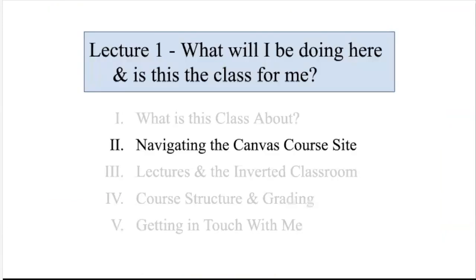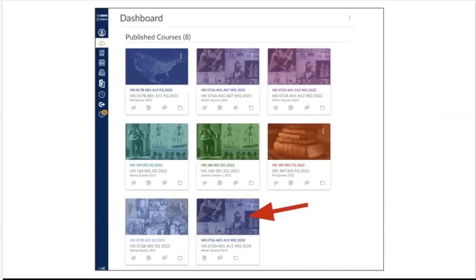Now, let's go back to the nuts and bolts of the class, what to expect and how to make your way through the Canvas course site. If you are listening to this lecture, chances are that you have already found this course on Canvas. But just in case, something like this on the slide is what you will see when you go to your Canvas dashboard. And you will want to click on the box for History 72A, indicated here by the red arrow.